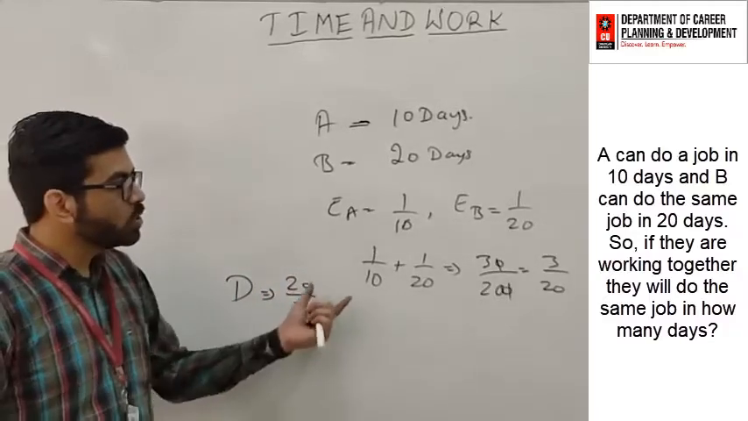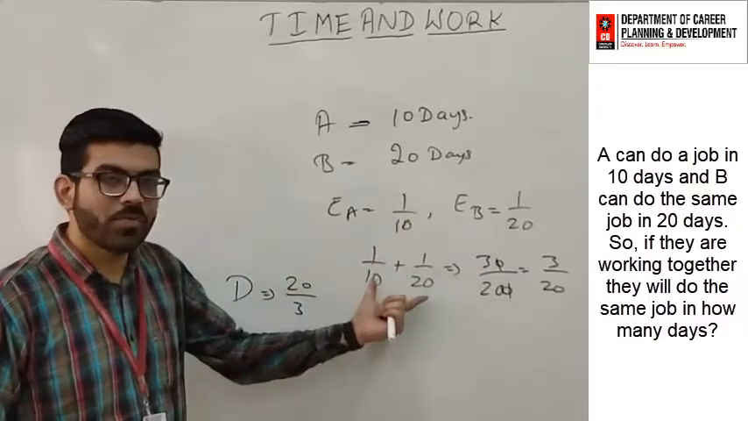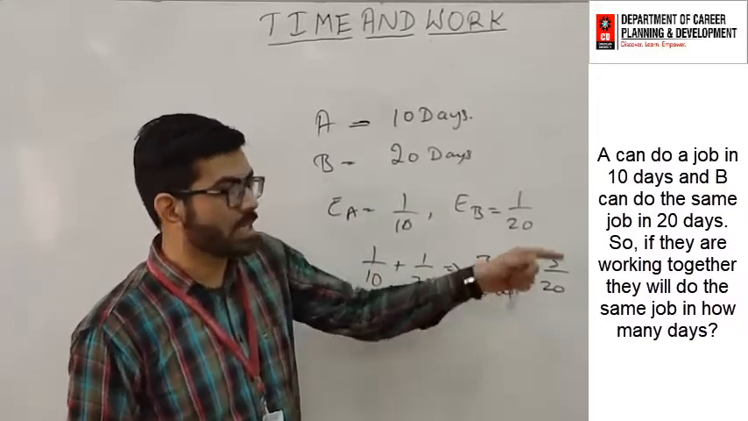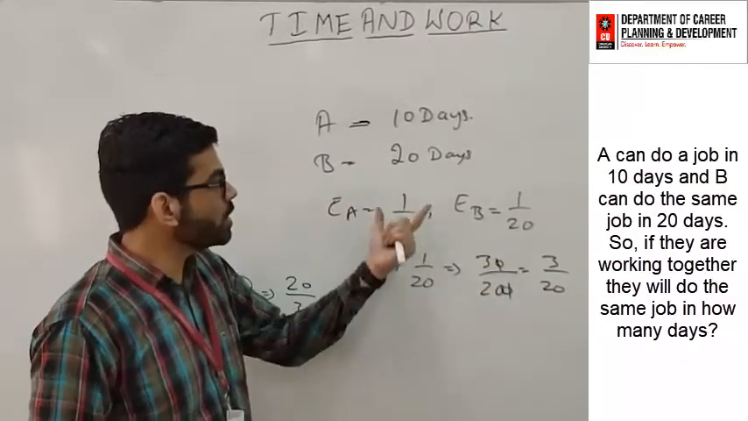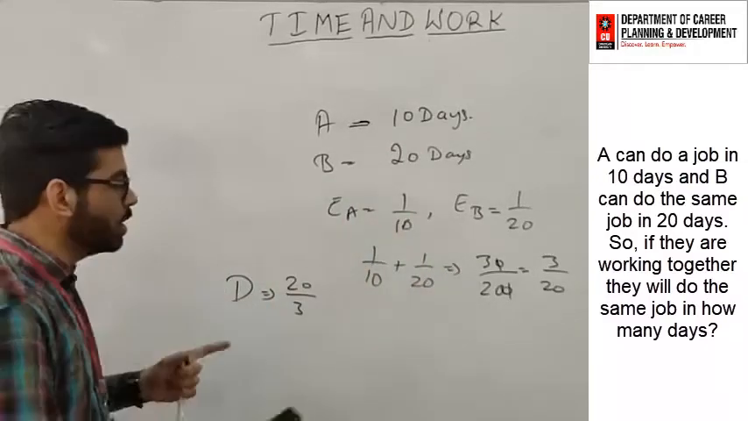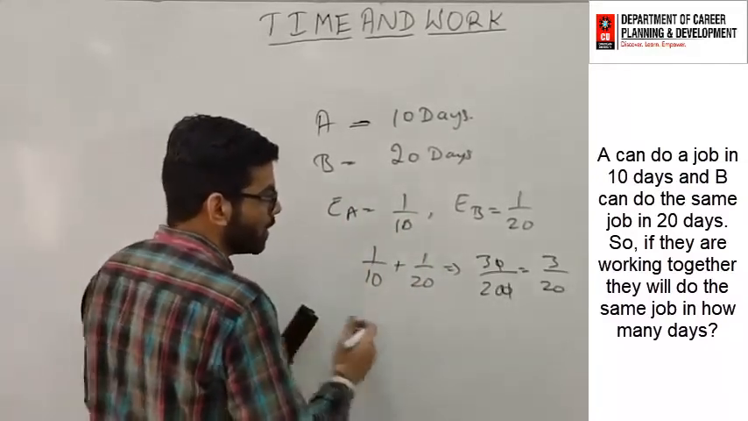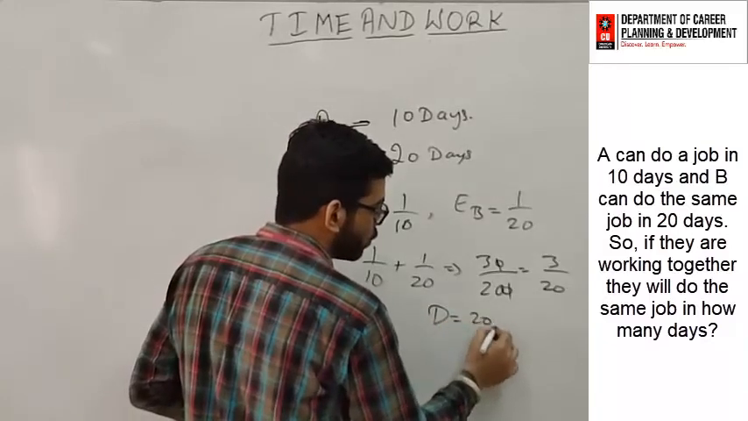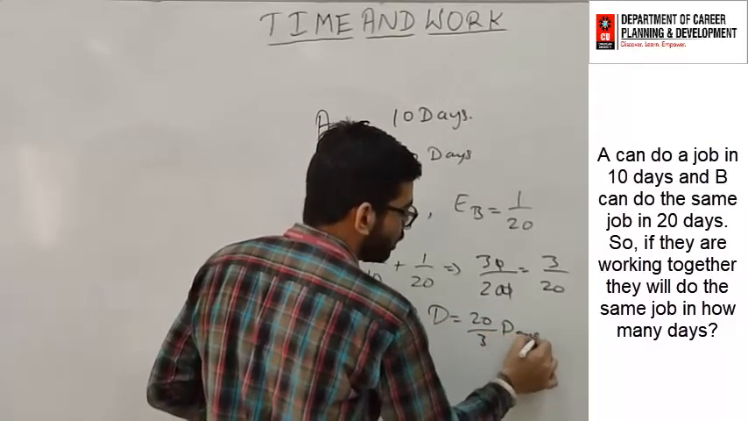So this is a very lengthy and difficult method because of the LCM approach and the reciprocal. To overcome this problem, we have a different method, which is the LCM method. So let's see the same problem by the LCM method. We are writing the answer: the total number of days comes out to be 20 by 3 days.